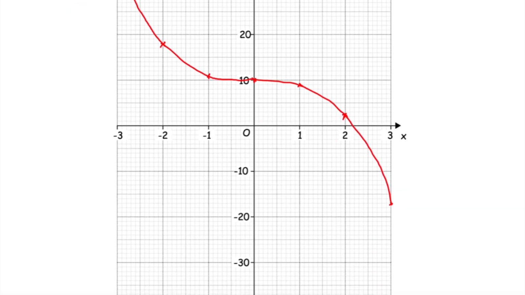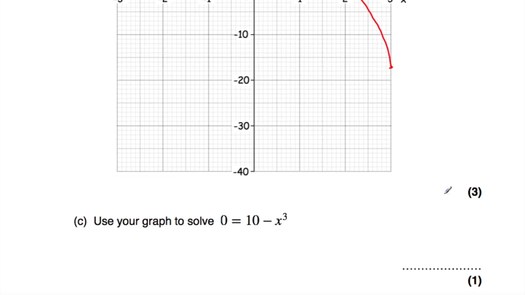Now if we scroll on down, there's a part C, and part C says use your graph to solve 0 equals 10 minus x cubed. So we've drawn the graph of y equals 10 minus x cubed, and we've been asked to solve 0 equals 10 minus x cubed. Now you'll notice here that the y has changed to 0. So what that means is if we look and see where the height of this graph, because we've drawn 10 minus x cubed, is equal to 0, then that'll tell us the x value. So that'll tell us the solution to that equation.